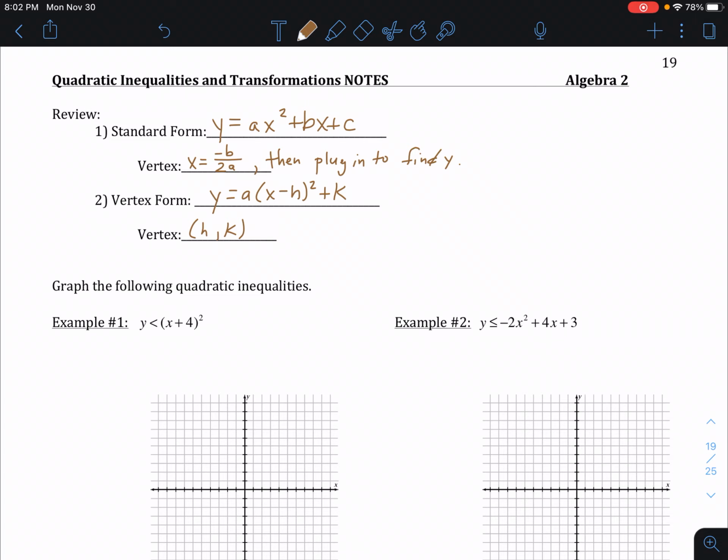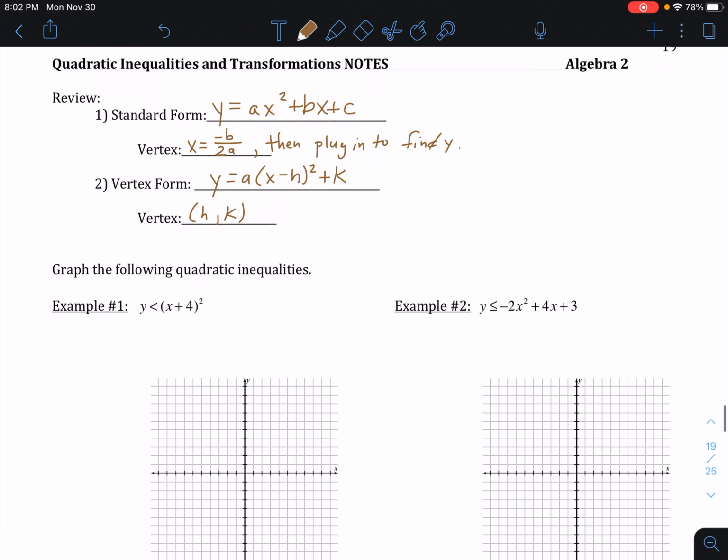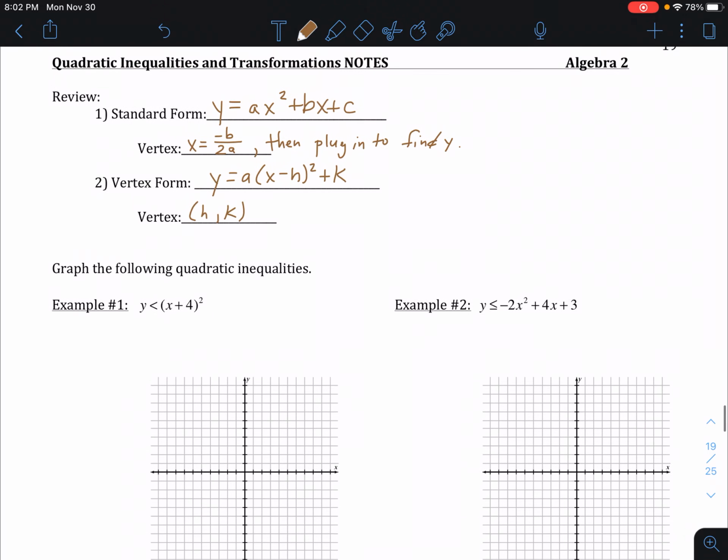Remember that standard form is ax squared plus bx plus c. To find the vertex is a little bit tricky. Remember that you need to first find the x by using that formula, negative b divided by 2 times a. Then plug that number into the formula to find the y of the vertex.